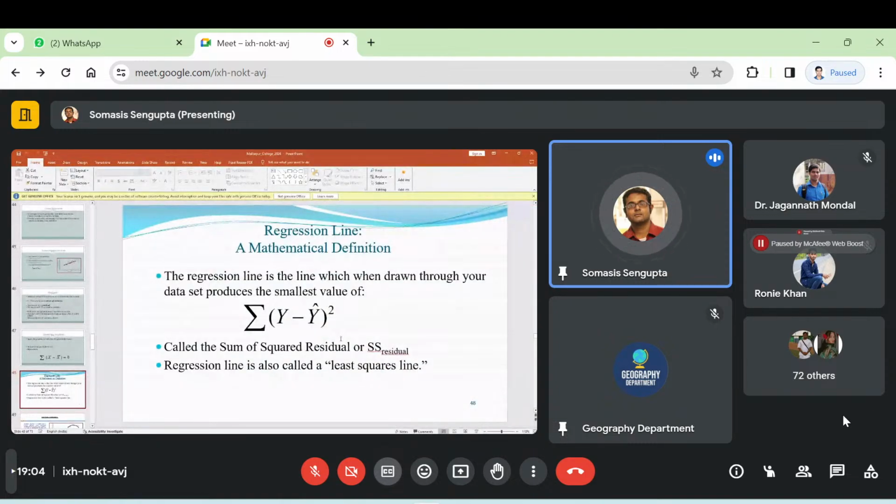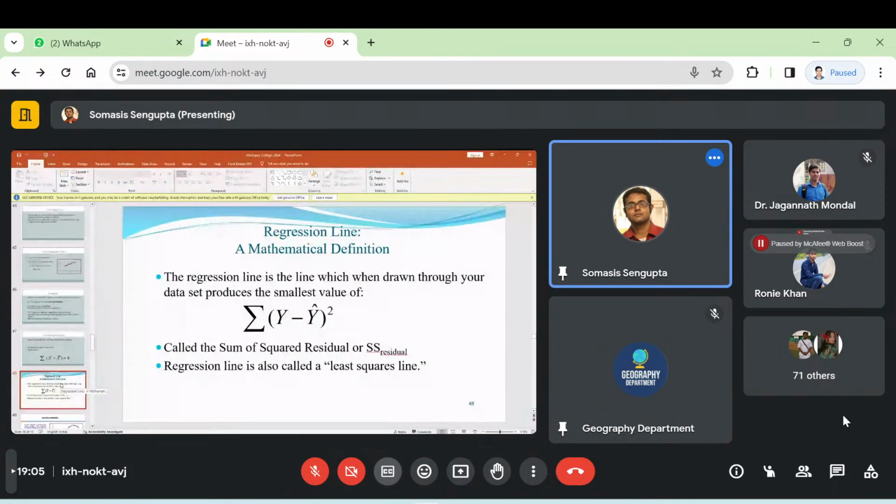We have to get the lowest value. So the method in which the straight line equation is fitted to a set of observations of x and y is known as least square method. Therefore, the regression line is the line which, when drawn through your data set, produces the smallest value of this summation y minus y crow whole square. It is also called sum of square residual or SS residual.